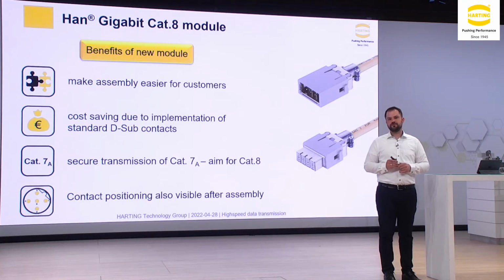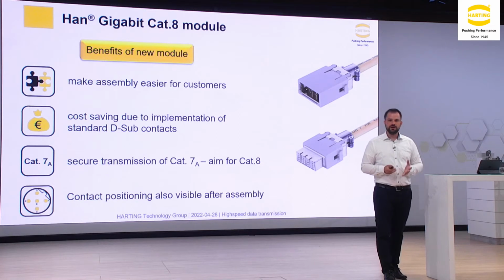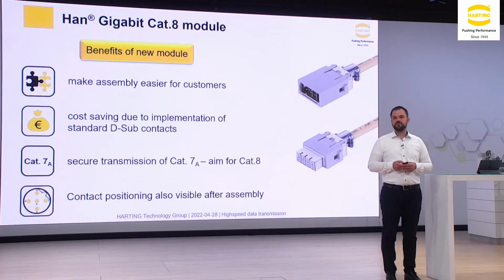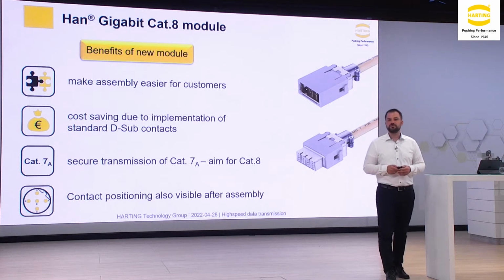Also, we have implemented little windows into the isolation body. This will be shown on the next slide. And within those windows, you have the possibility to identify the twisted pairs even after the isolation body is assembled. So overall, I think we have created some nice values for you, and of course, the fact that we have reached the new category 8 is something that we are really proud of, and we hope that this is something that you can use also in the future.